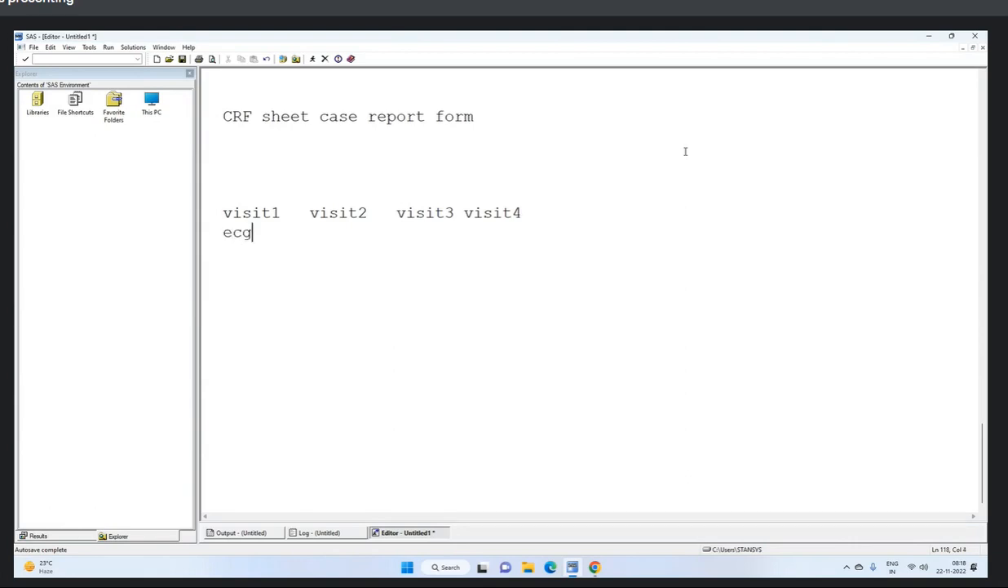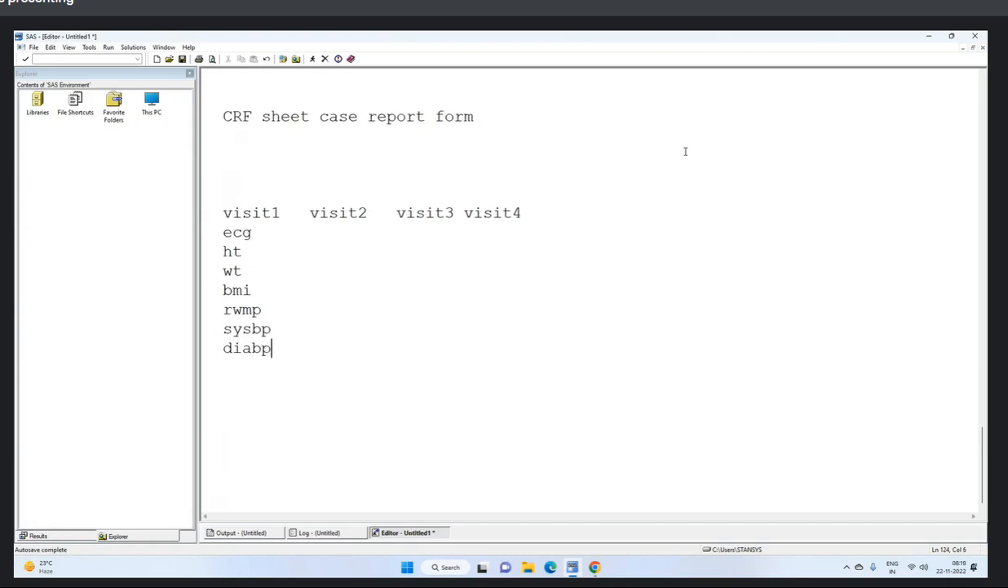Now in the CRF sheet, in the first visit, I'm going to keep in a column what is the ECG report. Once you perform the ECG, I need to collect that information. I need to enter that information in the CRF sheets, visit 1. During visit 1, I have to take the height value of the subject, the weight, the BMI, the temperature, the systolic blood pressure, and the diastolic blood pressure. So I am going to put a column for each and every test in the CRF sheet.